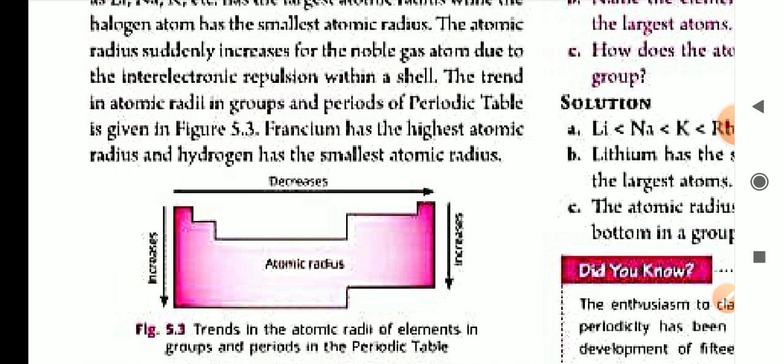You can see, as you come down the group, the atomic radius increases, and from left to right, if you move in a period, you will see it decreases. So francium has the highest atomic radius and hydrogen has the smallest atomic radius.